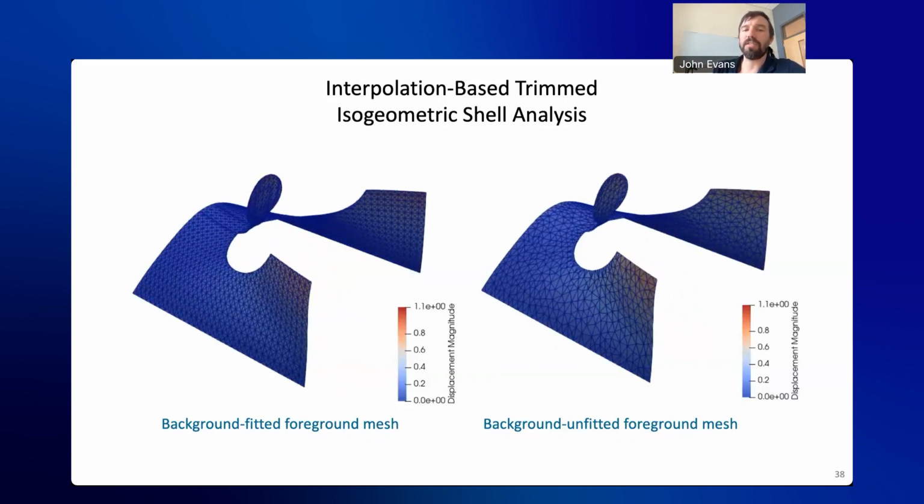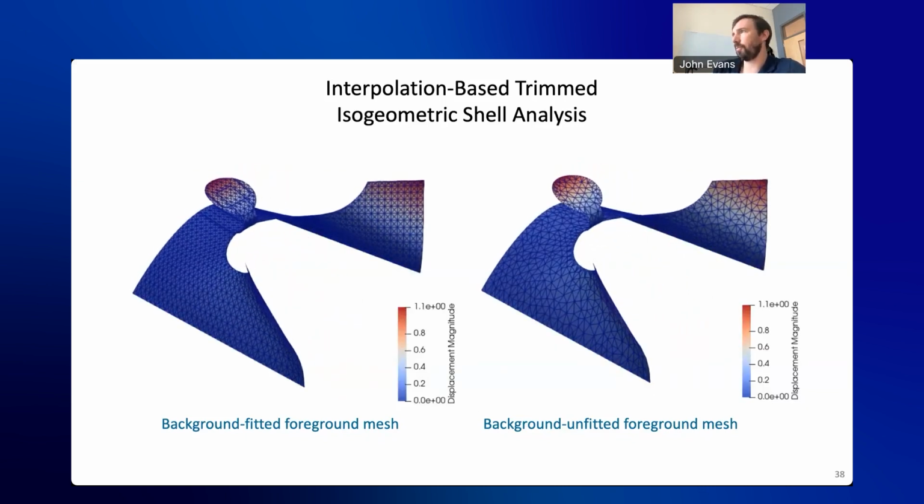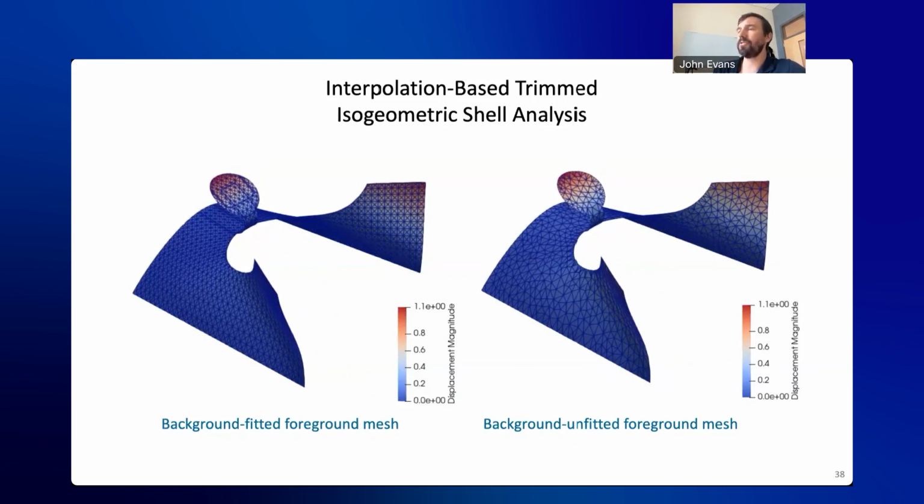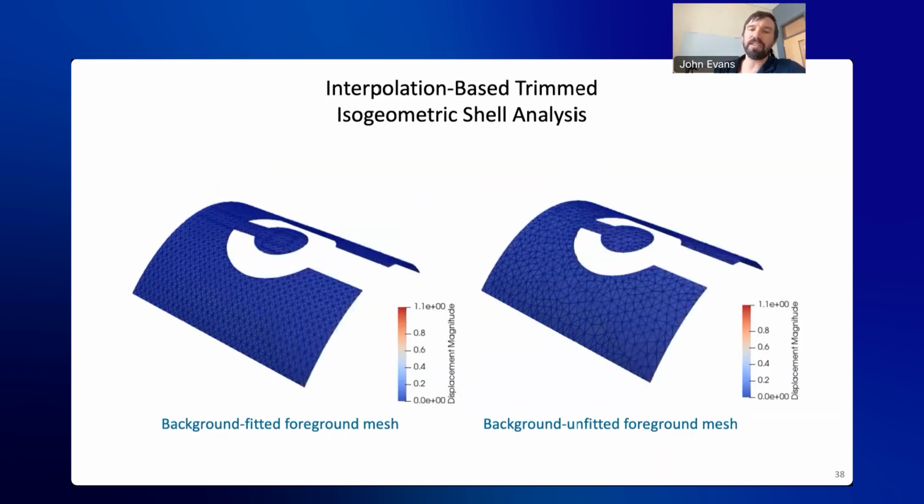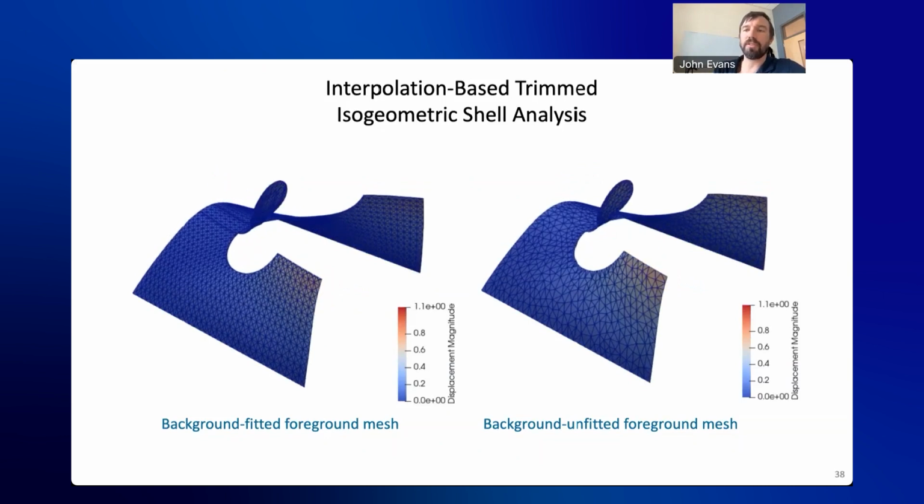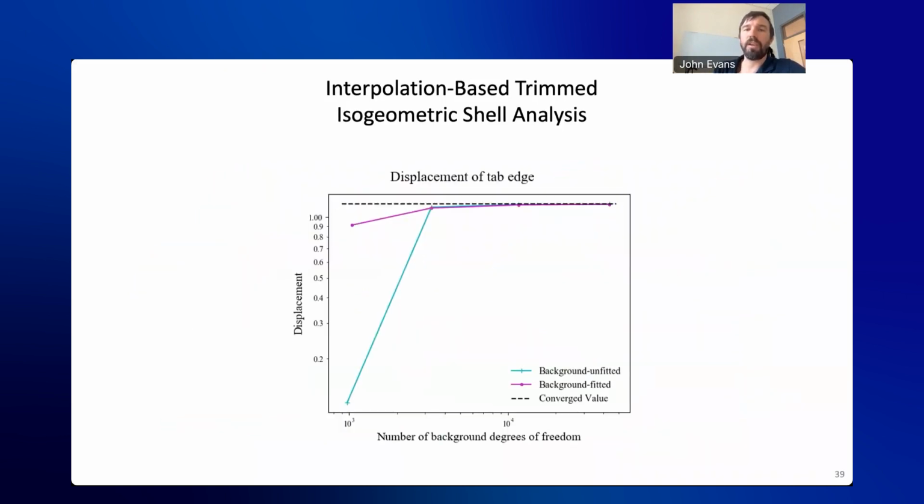And in this movie, you can see the structure deforming as we pull on that tab, and you can see these two different approaches yield qualitatively very similar looking results. And if we compare against a converged value attained using classical body-fitted isogeometric analysis, here we've got a Kirchhoff-Love shell.